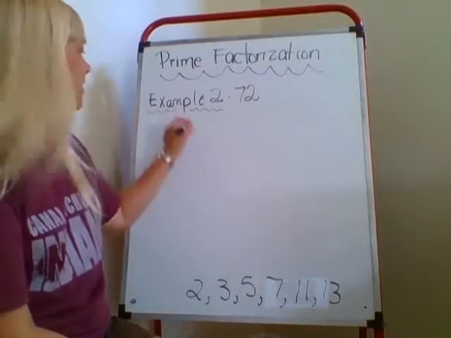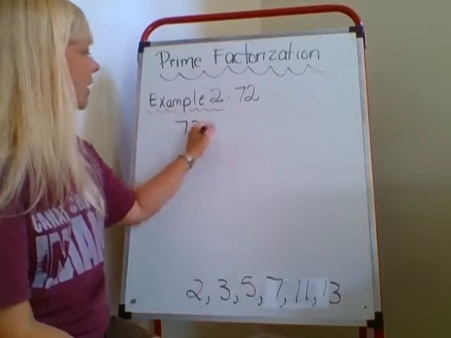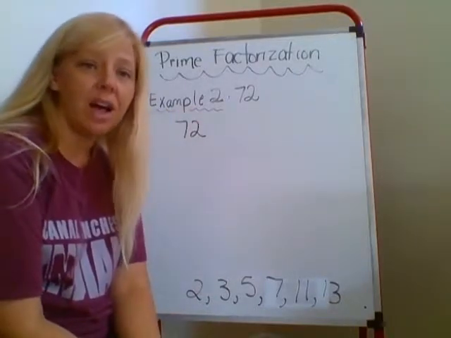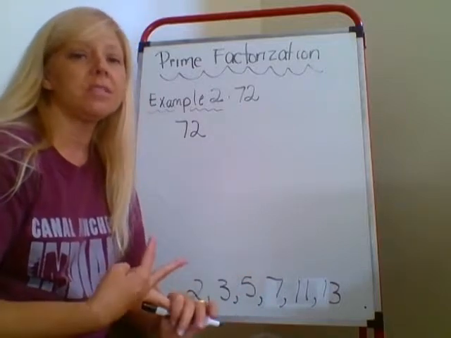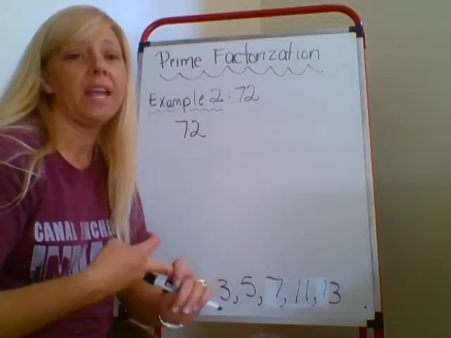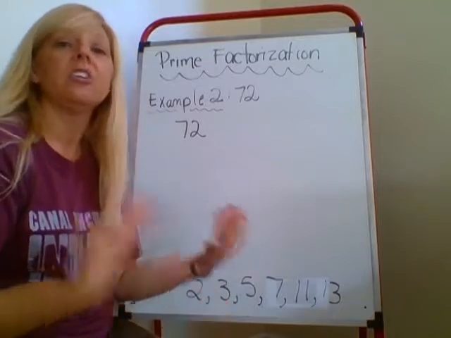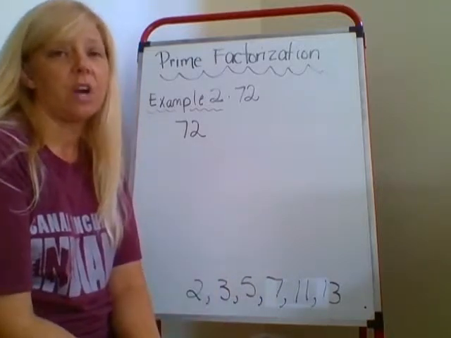So if I look at 72, again, this one has a lot of different factors. I know 4 goes into it. I know that 6 goes into it. I know that 8 goes into it, 9 goes into it. So there are a lot of numbers that I could start off with.